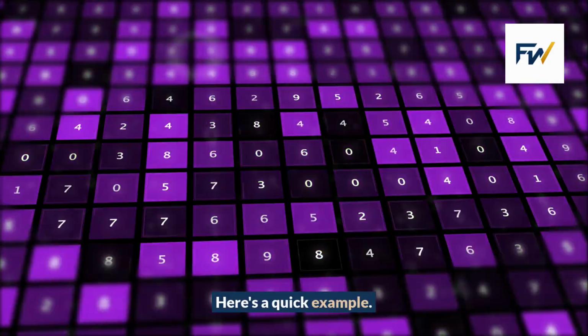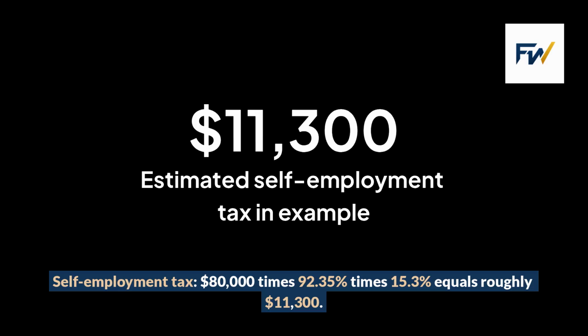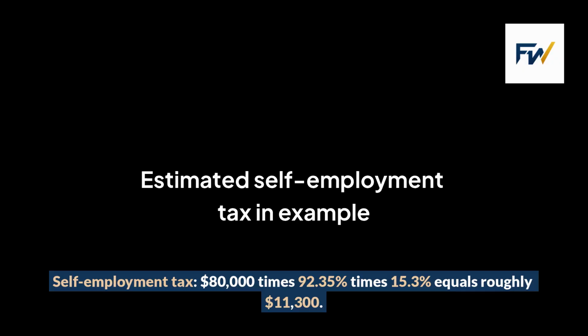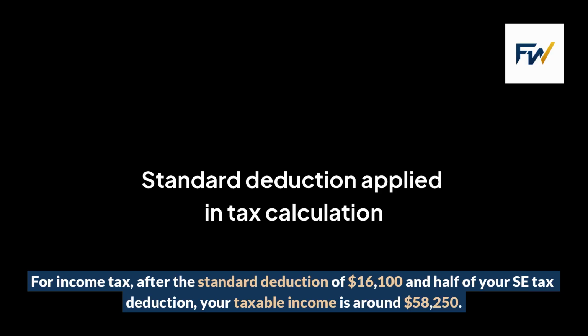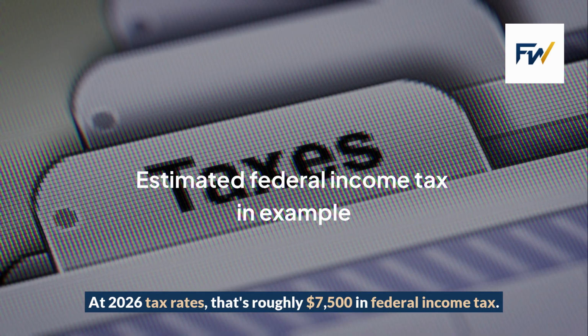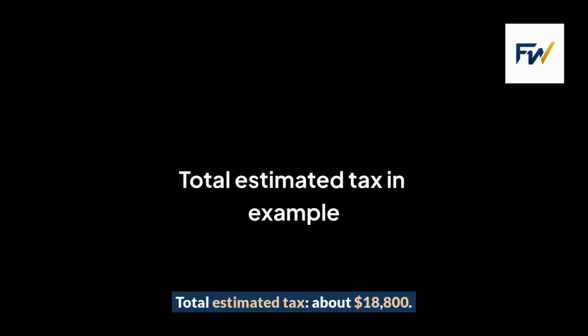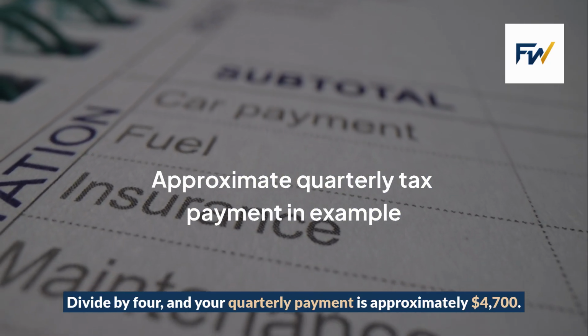Here's a quick example. You expect $80,000 in net self-employment income. Self-employment tax, $80,000 times 92.35% times 15.3% equals roughly $11,300. For income tax, after the standard deduction of $16,100 and half of your SE tax deduction, your taxable income is around $58,250. At 2026 tax rates, that's roughly $7,800 in federal income tax. Total estimated tax, about $18,800. Divide by 4, and your quarterly payment is approximately $4,700.